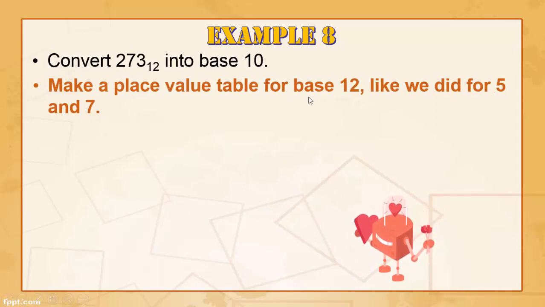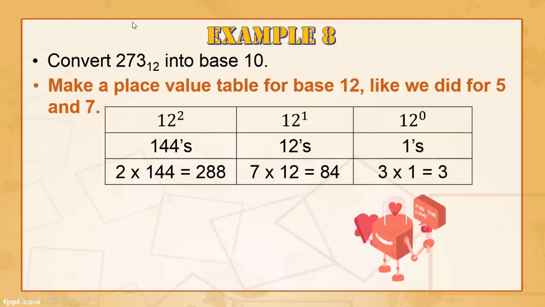In reviewing what we just did on the whiteboard, we make a place value table for base 12, like we did for base 5 and base 7. And here is our place value table.